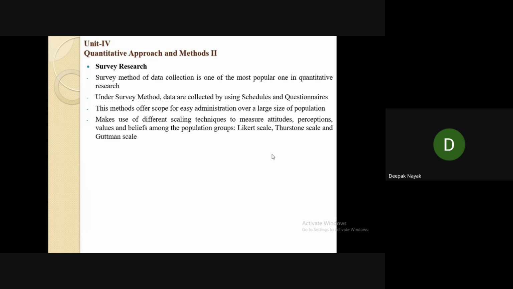The other one is Unit 4 of Block 2, Survey Research. Survey research is another approach for quantitative research. Survey research also is a quantitative research. It is among the most popular and earliest methods of research.